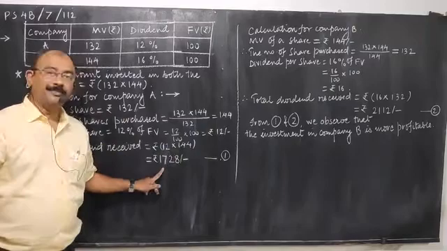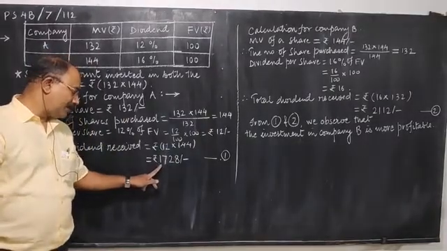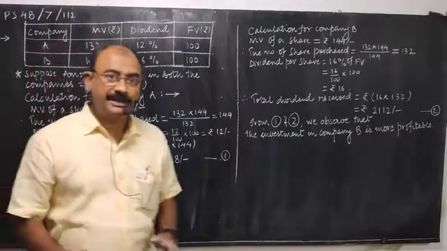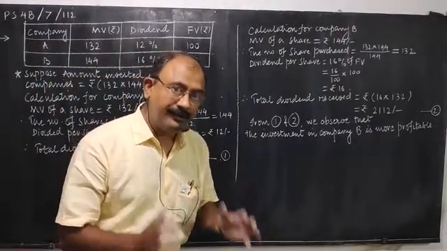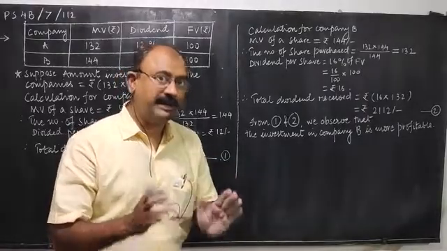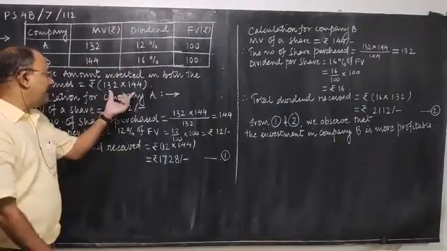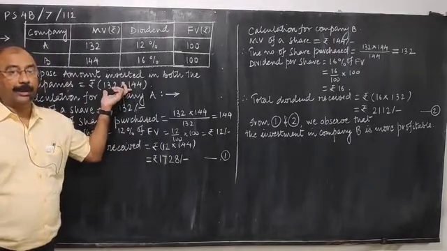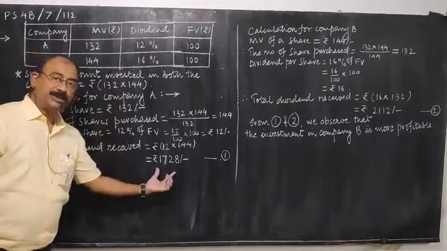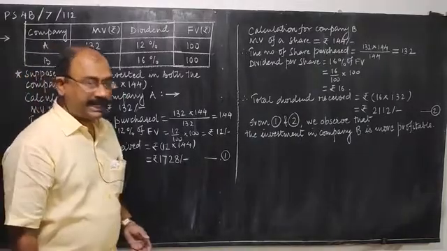144 into 12 comes out to be 1728 rupees. That means we get a dividend of 1728 rupees if we invest this much amount. Let it be clear: this amount is invested, this much is the gain. Now let us go to the second company.